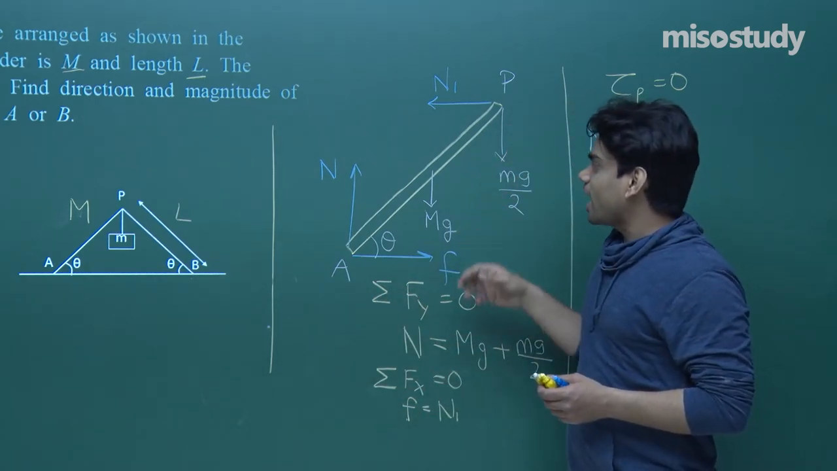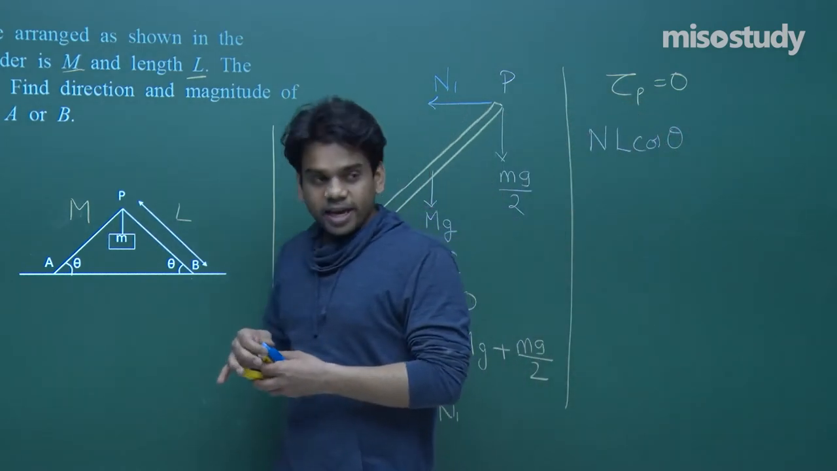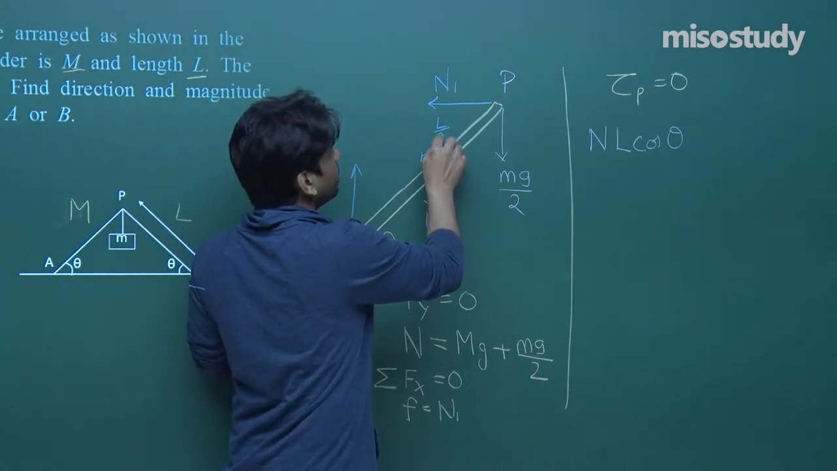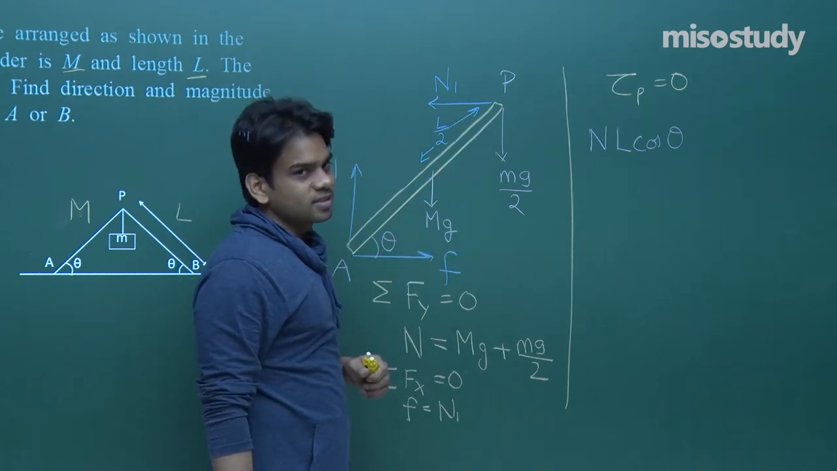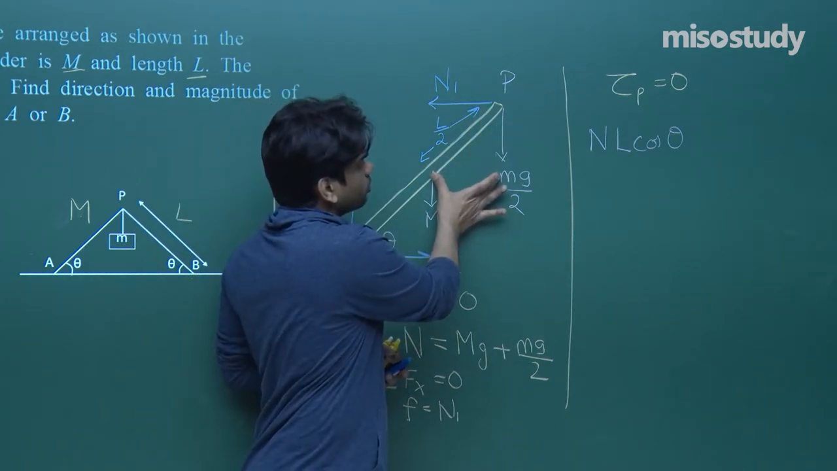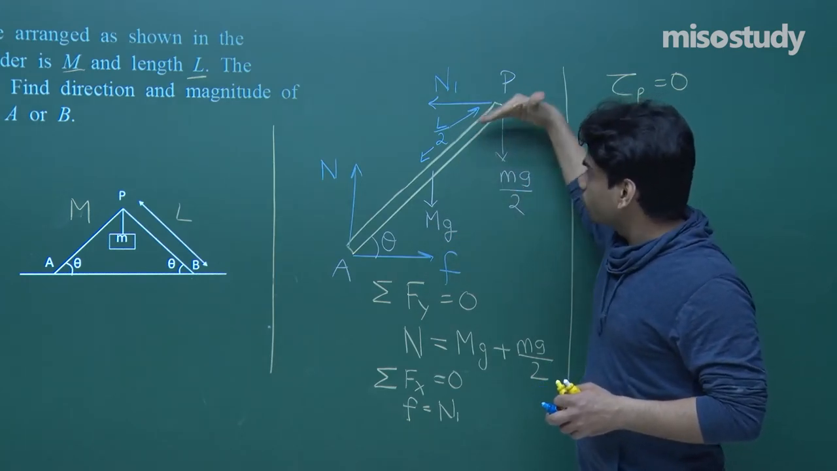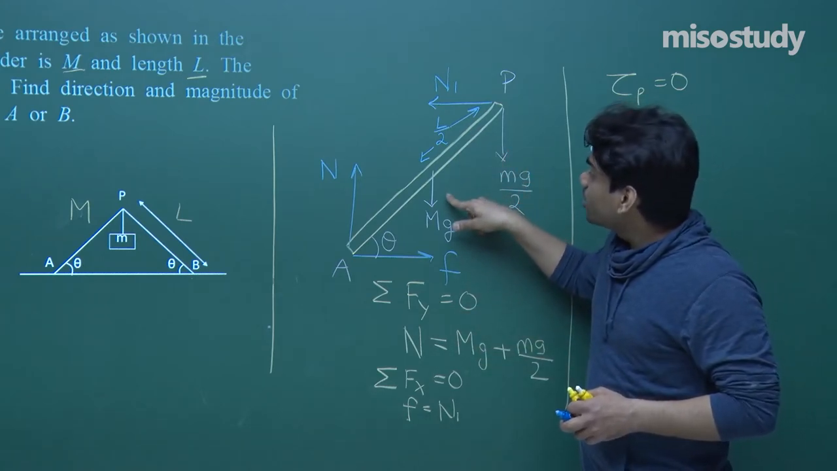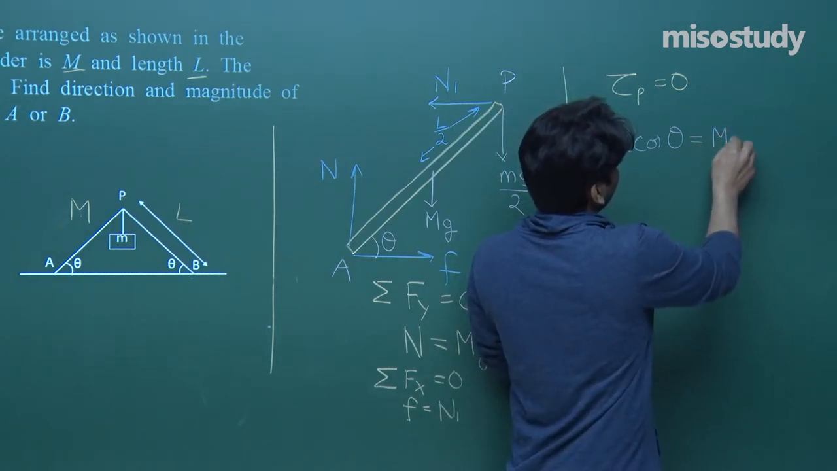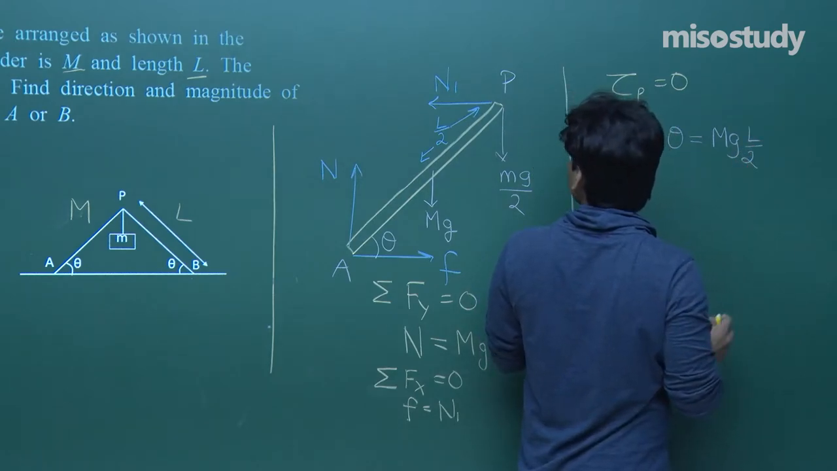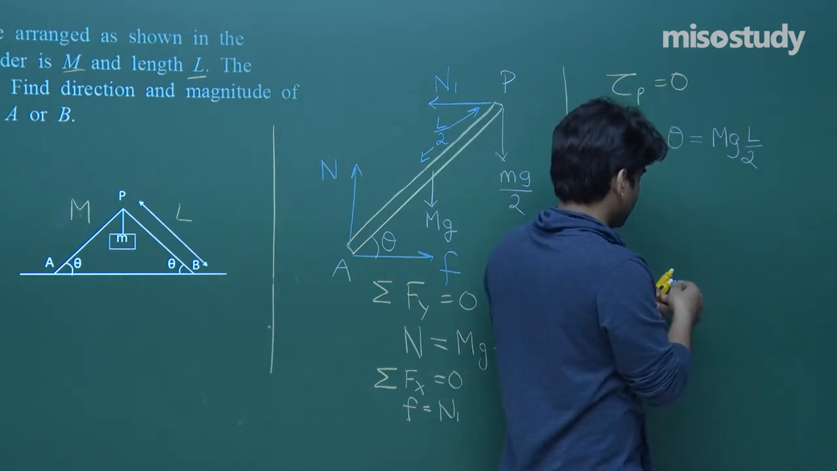Next, see this Mg and Mg by 2, they are acting along the downward direction. Mg by 2 will have no role to play. For Mg, this length will be L by 2. Mg's torque effect, its moment of force, will be with distance from this point L by 2 cos theta. So I'm going to write Mg L by 2 cos theta. Its direction is out of the plane of the board, R cross F out of the plane of the board. So this will be equal to Mg L by 2 cos theta.